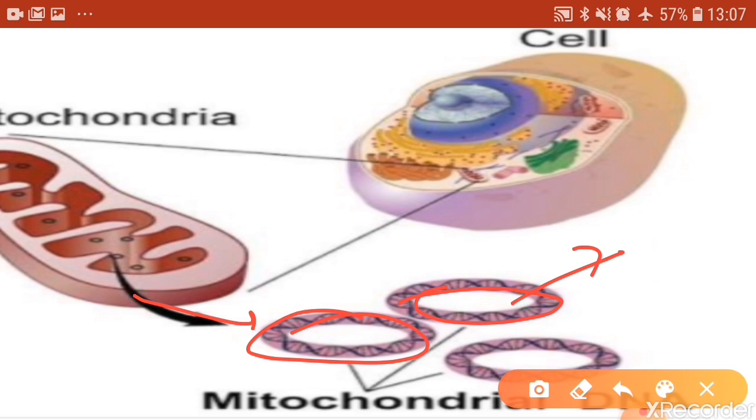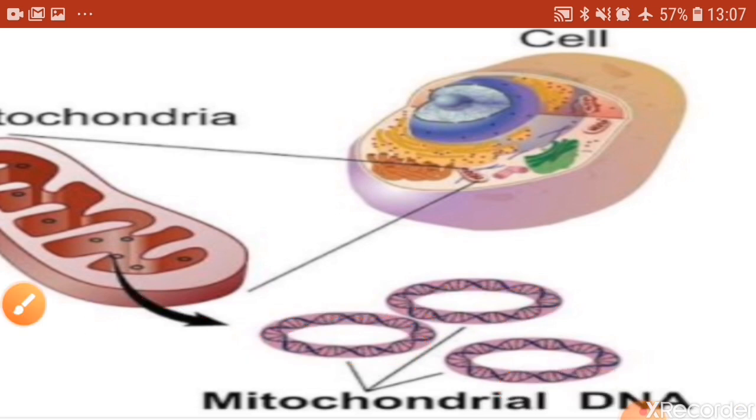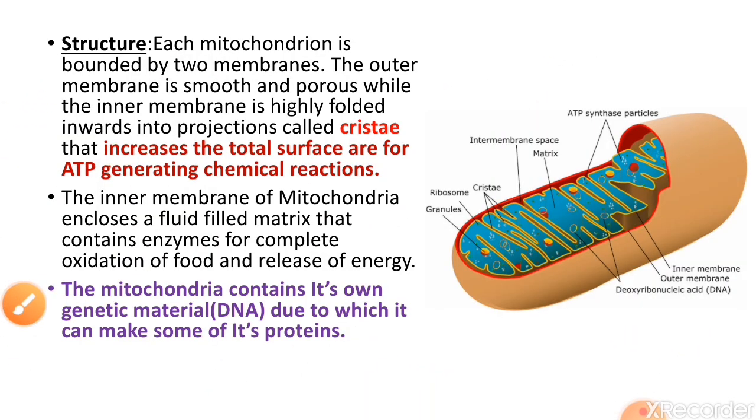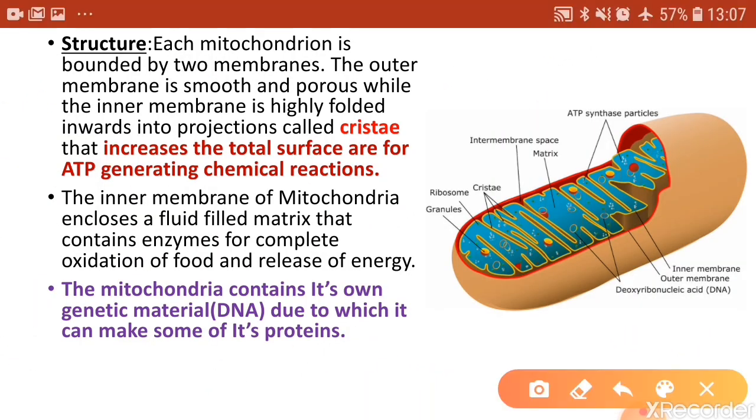Because of this property of mitochondria, having its own genetic material, the mitochondria is also referred to as a semi-autonomous organelle. Now, let us just summarize what I have told you.